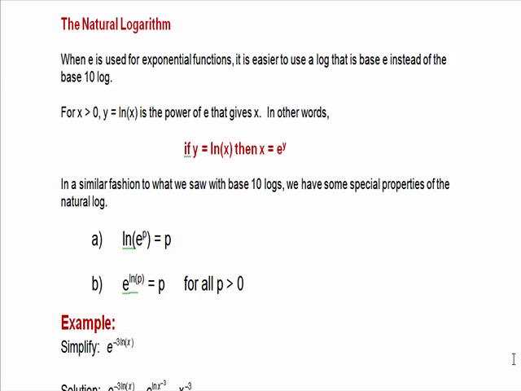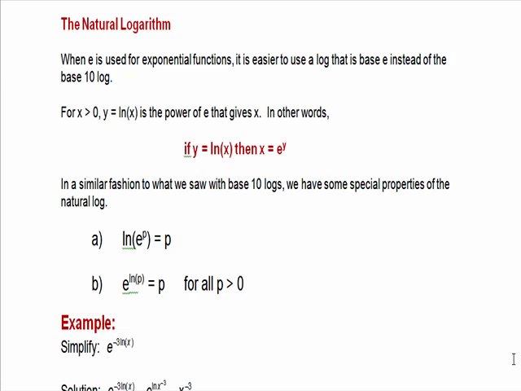Not nearly as intuitive as working with powers of 10, because we're much more comfortable with 10 to the first and 10 to the second, but the concept works the same way. Remember the rules we had when we talked about log? Well, we have a couple of similar rules for natural log.